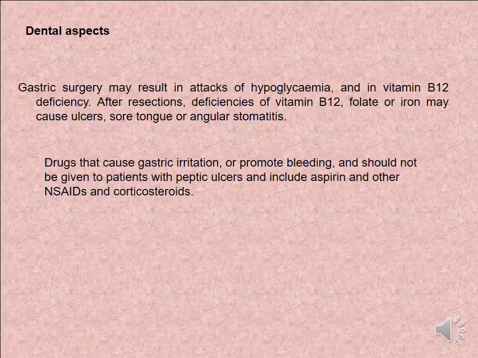How about dental management for patients with peptic ulcer? Gastric surgery may result in attacks of hypoglycemia and vitamin B12 deficiency. After resection, deficiency of vitamin B12, folate or iron may cause ulcers, sore tongue, or angular stomatitis. This type of anemia results from gastrectomy and poor absorption of vitamin B12, folate or iron. Drugs that cause gastric irritation or promote bleeding should not be given to patients with peptic ulcers, and include aspirin, other non-steroidal anti-inflammatory drugs, and corticosteroid therapy.